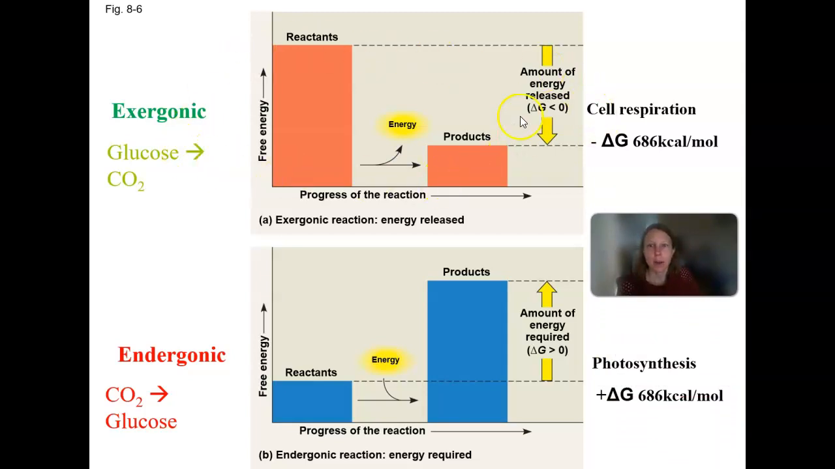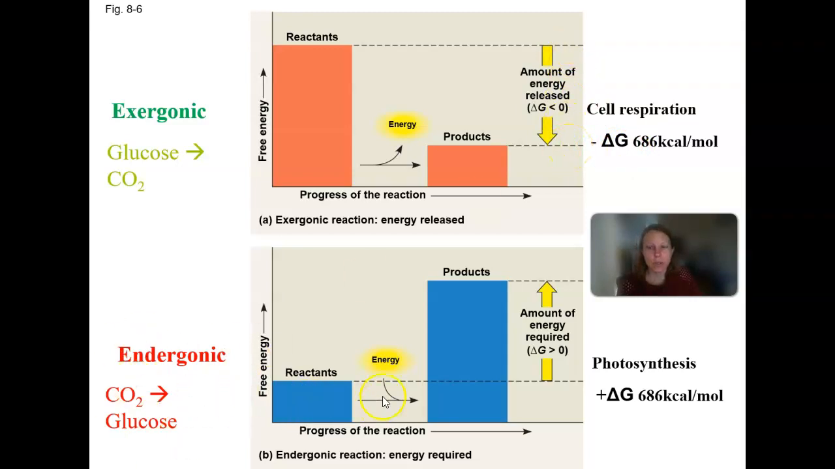So we got cell respiration here at the top, where we go from glucose to carbon dioxide. This is an exergonic reaction. Our reactants have more energy than the products. Therefore, the energy released is negative delta G. So this is a spontaneous reaction.